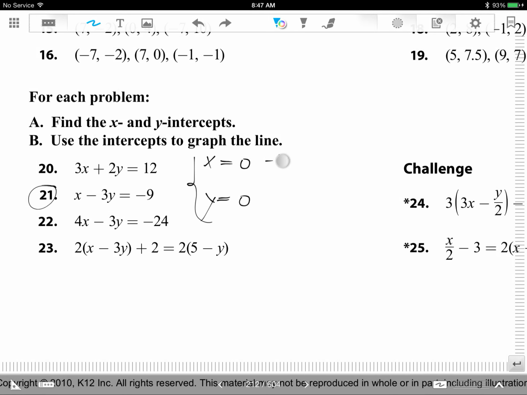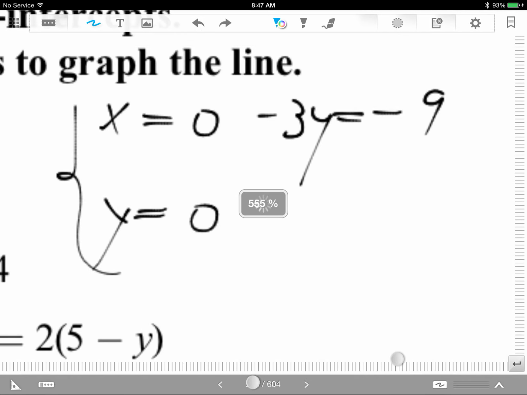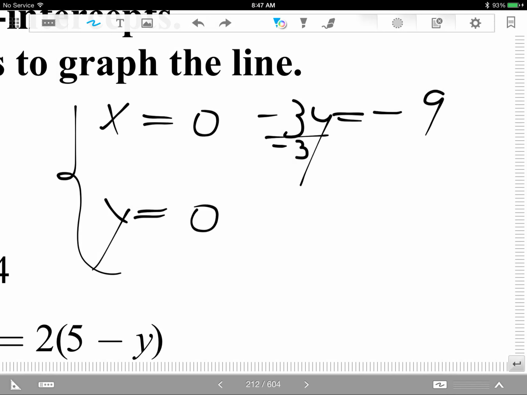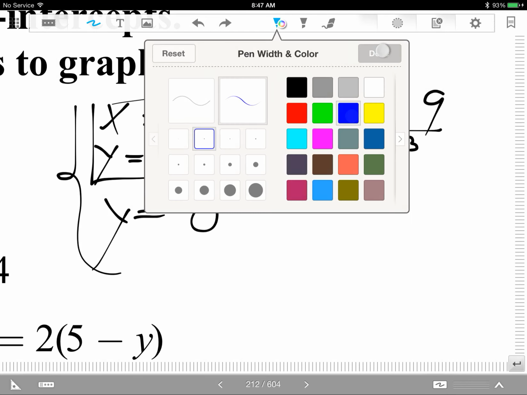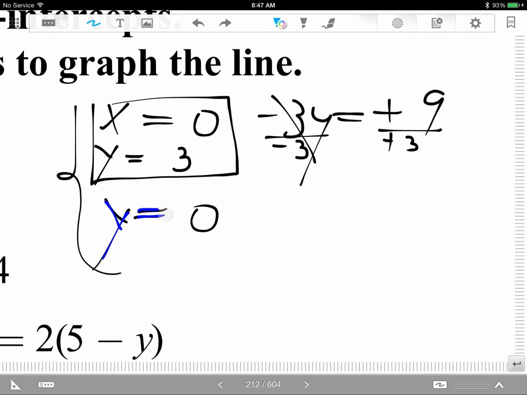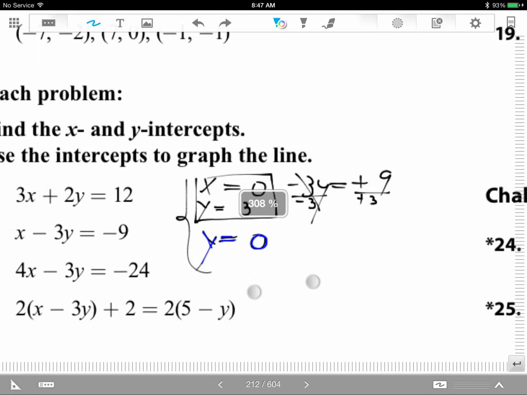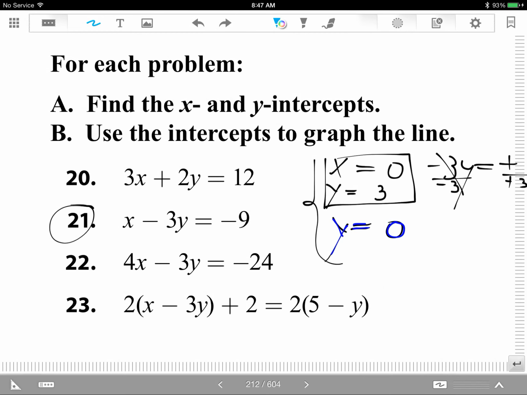You have negative 3y equals negative 9. To solve, you divide both sides by negative 3, right? And you find that your y will be equal to negative divided by negative will be positive, 9 divided by 3 will be 3. And this is your y-intercept. How about the x-intercept? Well, we said for the x-intercept, y will be 0. This minus 3y will go away. You will have x equals negative 9. That was easy, right?